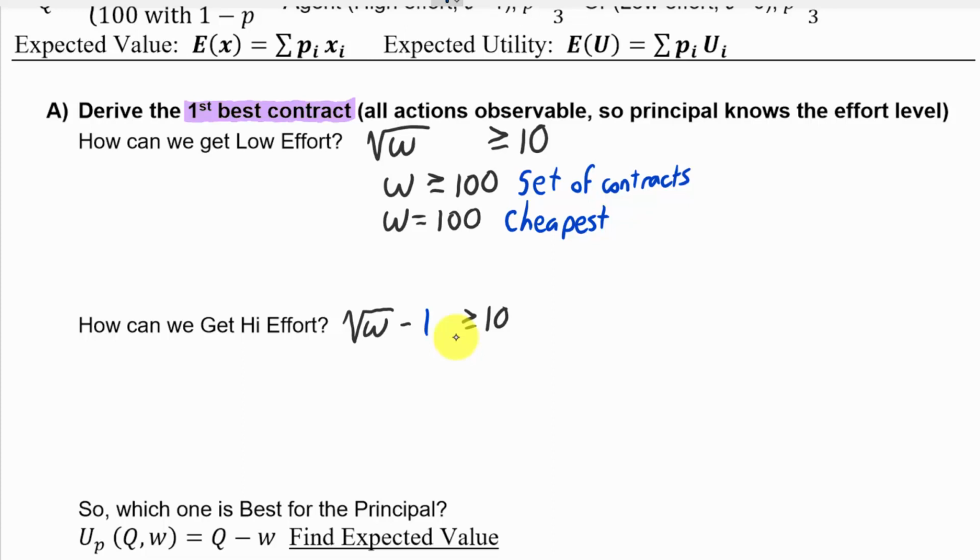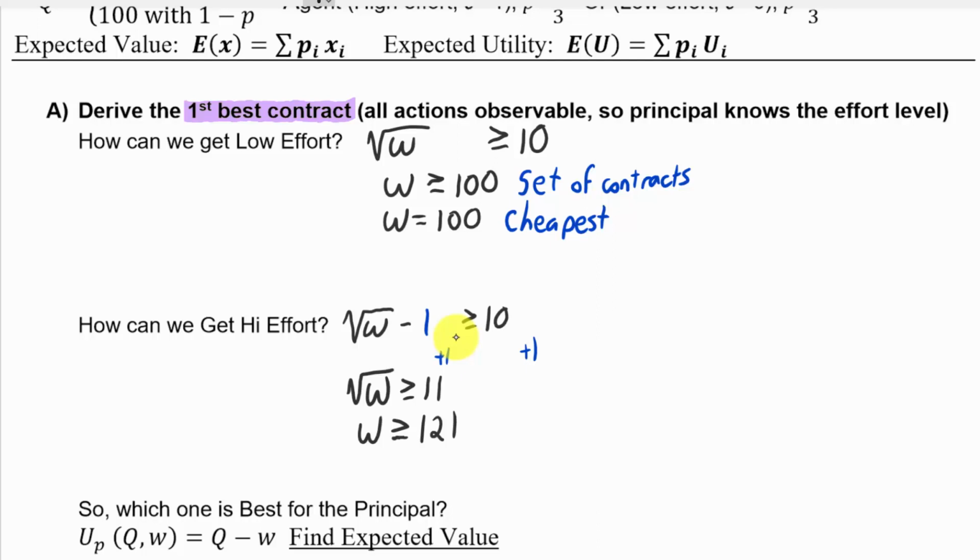So we need to just solve this to see what wage we could offer in order to ensure high effort. Well, we can just add that 1 to both sides, right? And then we get the square root of the wage has to be greater than or equal to 11. The wage has to be greater than or equal to 121.